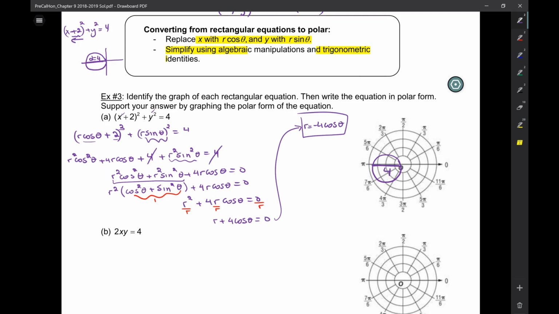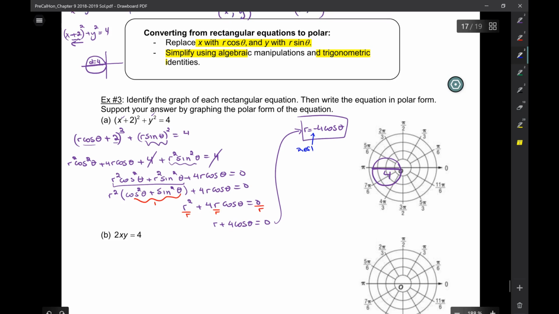Yeah, that's awesome. So this is a reflection. The negative is a reflection around the polar axis. And the 4 says that there is a diameter of 4.